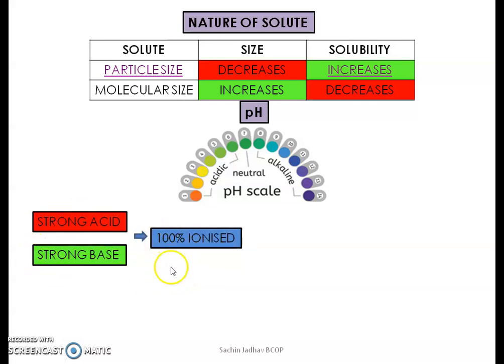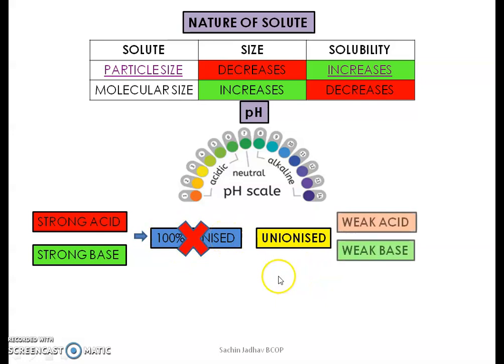If it is ionized, then definitely it will get solubilized. But the problem is that if the substance is ionized, it is not a good drug molecule because it is not absorbed inside the body. For absorption inside the body, the drug must be in unionized form. So if a drug is a strong acid or strong base, it will not get absorbed in the body because it is 100% ionized. Most of the drugs we administer are absorbed in unionized form, and they are either weak acids or weak bases.